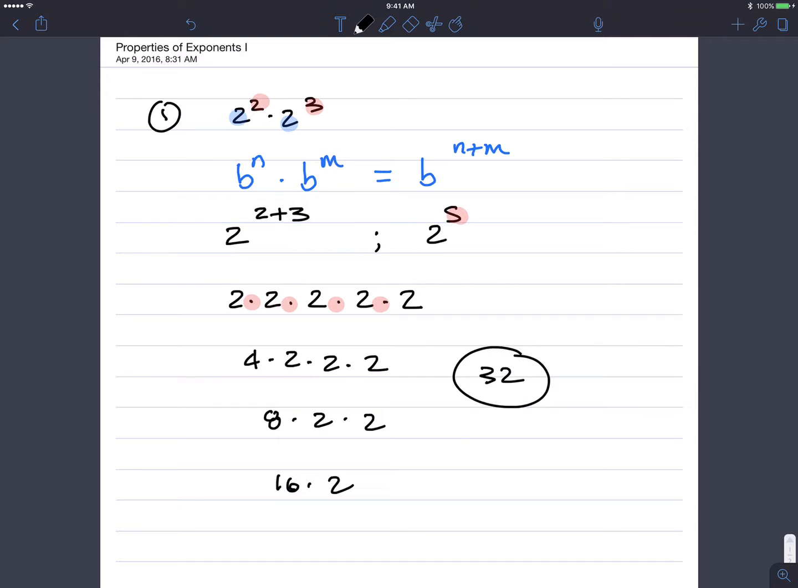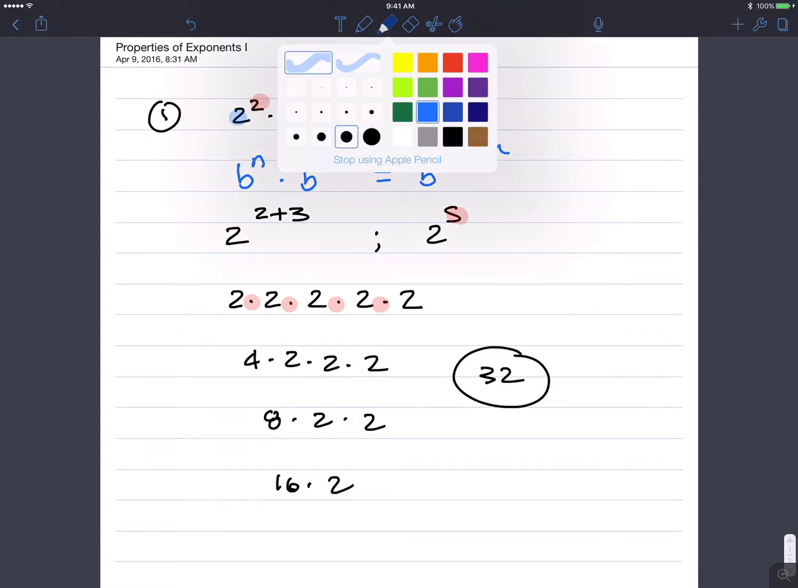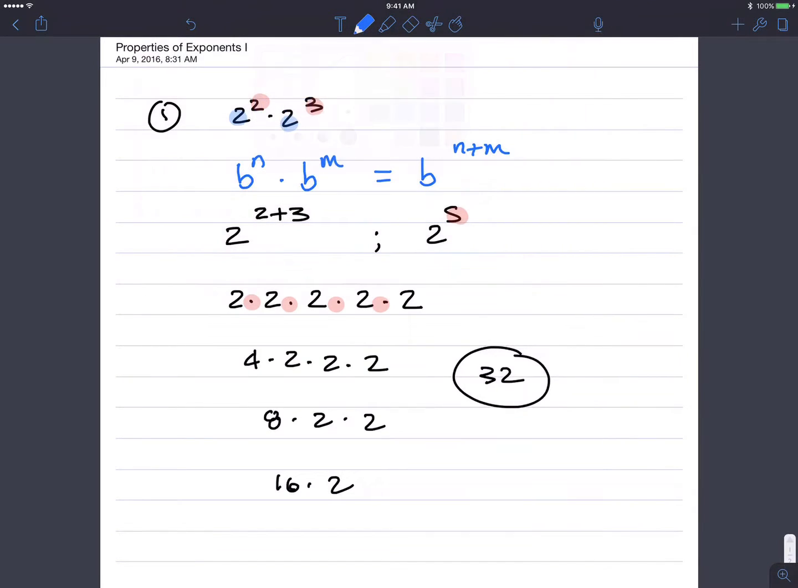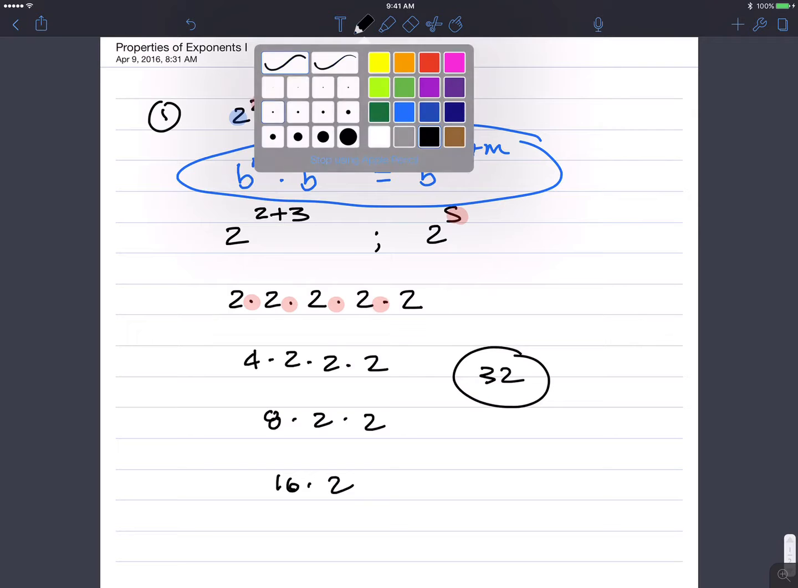So this is what we discussed in class, and we're going to use this property for exponentials. Same base, add the powers. And that's it. So that's number 1. Let's look at number 3.